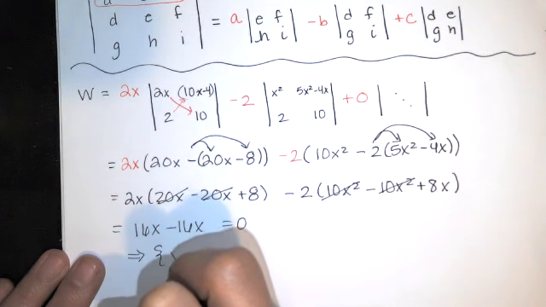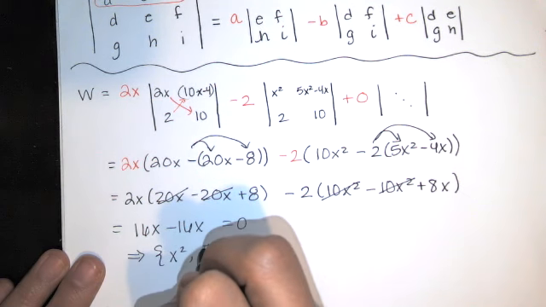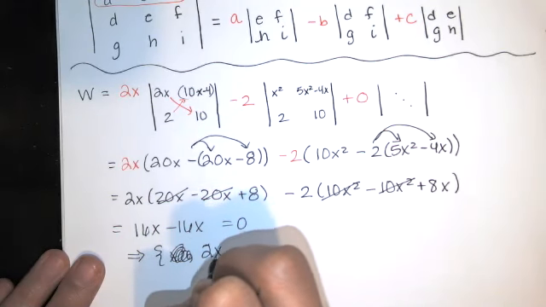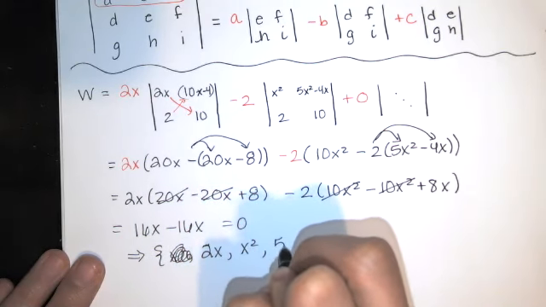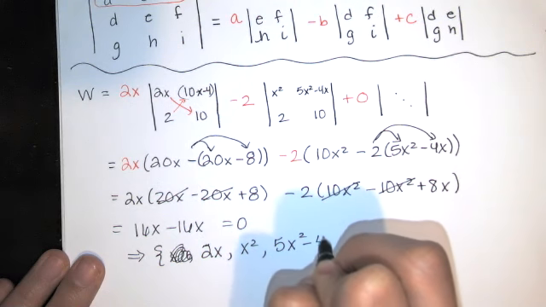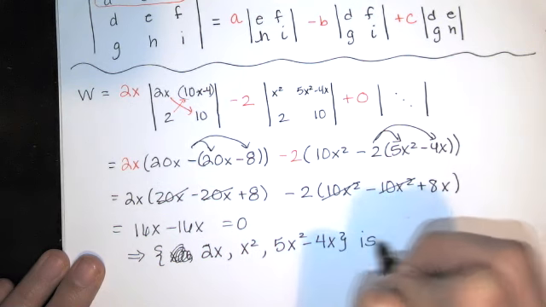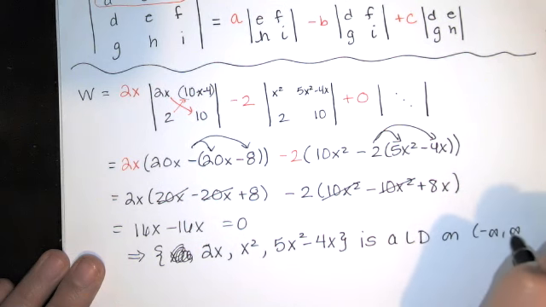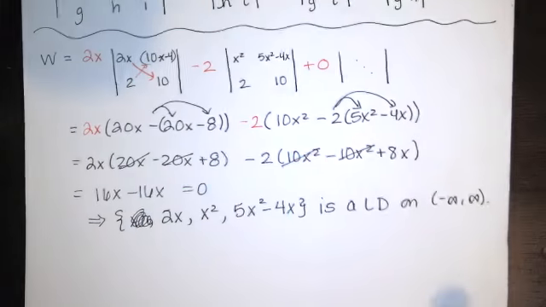So that tells us that the set of functions x squared, was it? No, not x squared, sorry. 2x and x squared and 5x squared minus 4x is linearly dependent on the entire real line. So if you get 0, the set is linearly dependent, which means that at least one of those functions in the set is unnecessary. One of them is redundant. One or more of them are redundant.